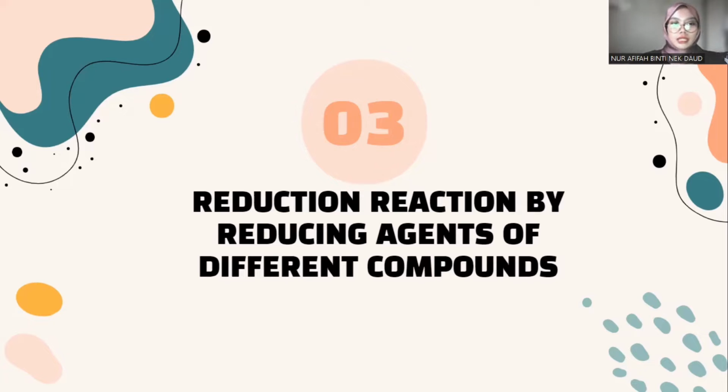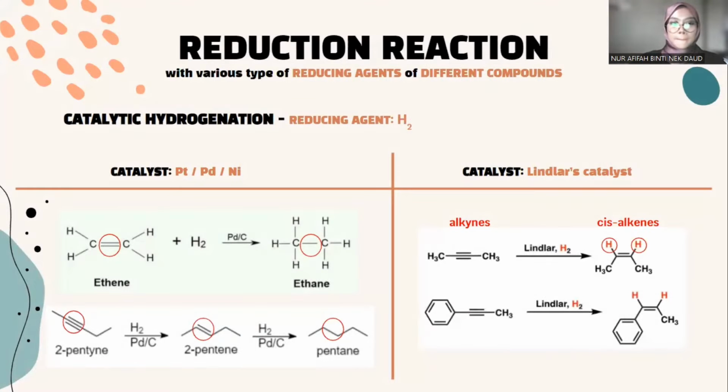Thank you, Tiani. Now I will present about the reduction reaction by reducing agents of different compounds. So this is the first reduction reaction, which is catalytic hydrogenation, and the reducing agent used is hydrogen gas.